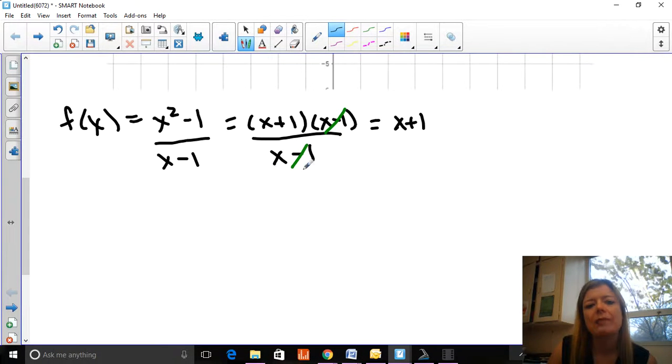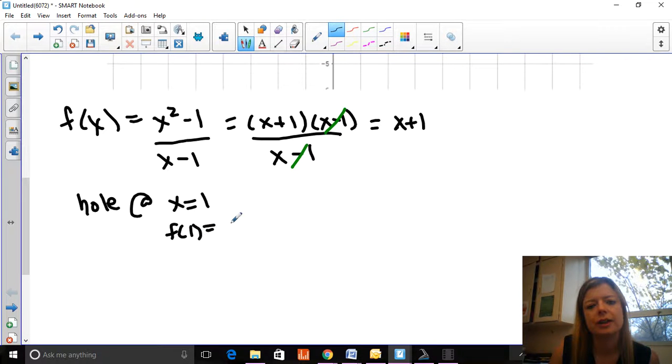Okay, there's a hole because you have a discontinuity here, because the original function has a denominator and the denominator can't equal 0. So even though it simplifies to x plus 1, we still have to consider this denominator, and that will create a hole. So there's no vertical asymptote because our final line doesn't have any denominator. So this is a hole at x equals 1. Okay, to find the y value, you just put 1 into the rearranged function, and you get 2. So therefore, the hole is at (1, 2).